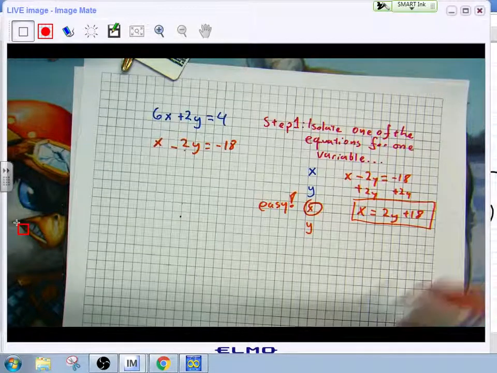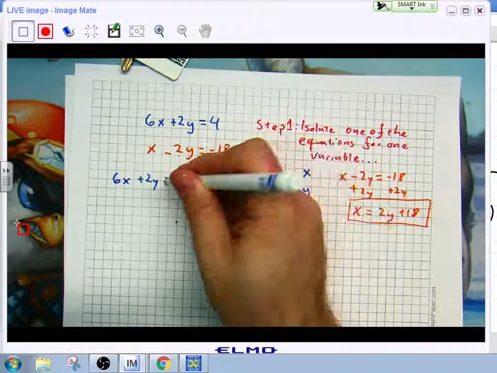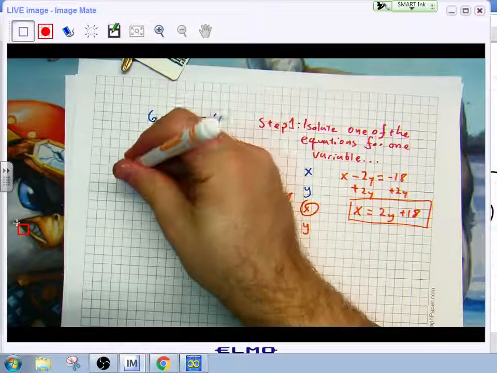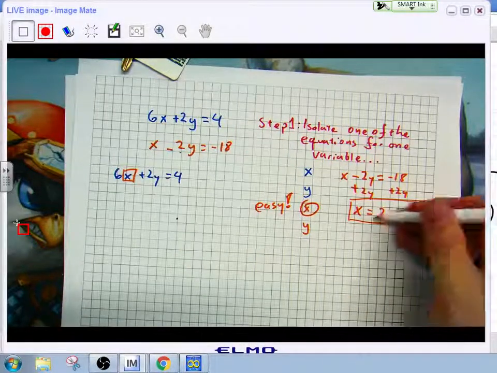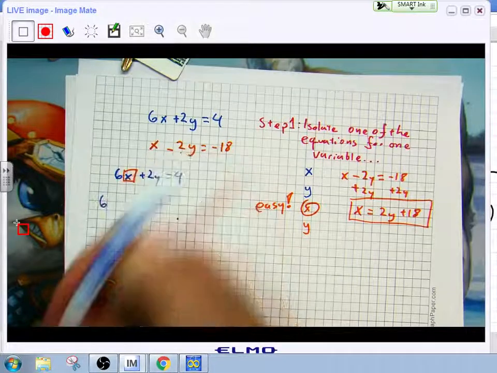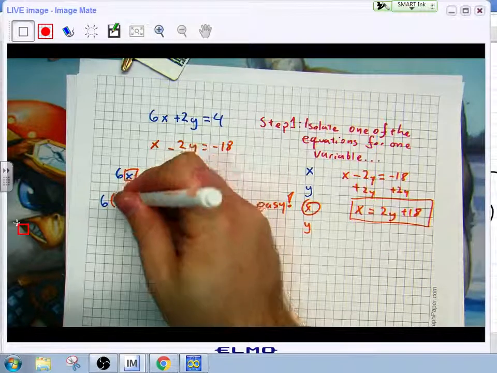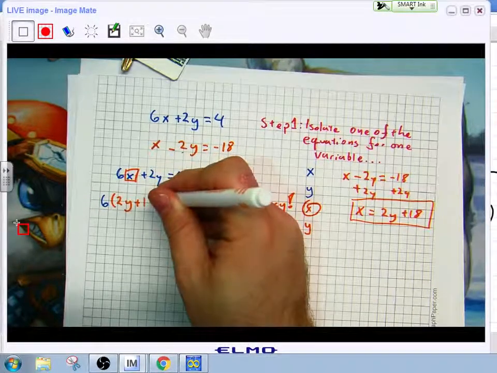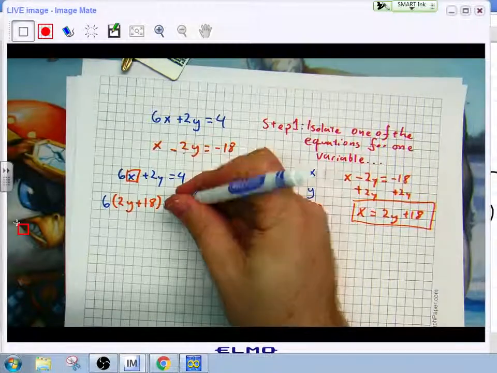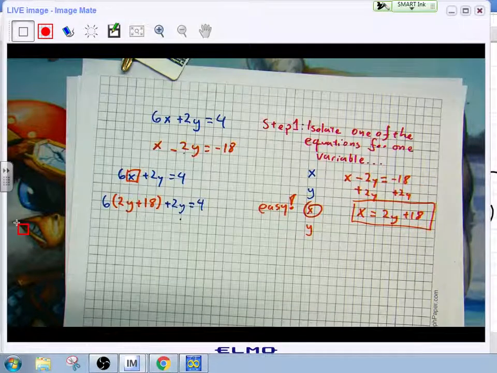So my blue equation was 6x plus 2y equals 4. But now, instead of x here, I'm going to write what x equals. So that means I'm going to have 6 times, and what does x equal? X equals a lot: 2y plus 18, plus 2y equals 4. Thumbs up, you see what I'm doing here?